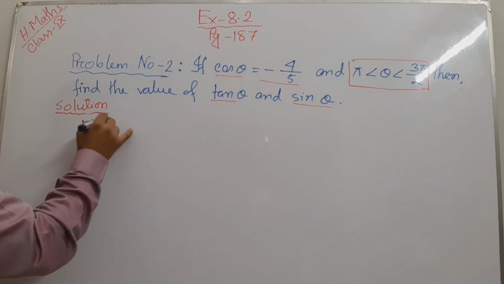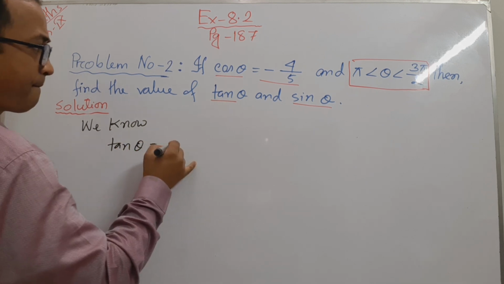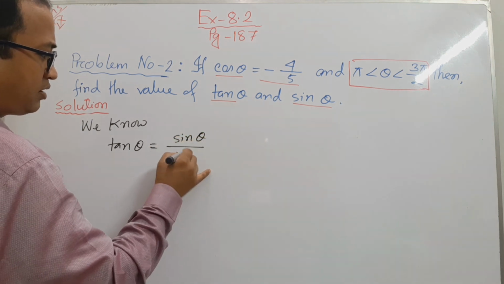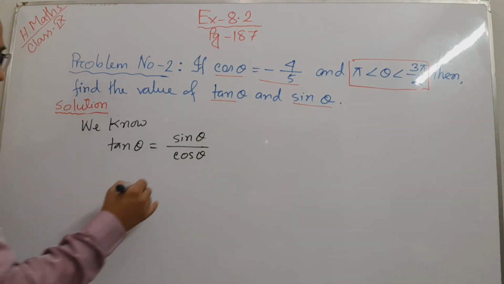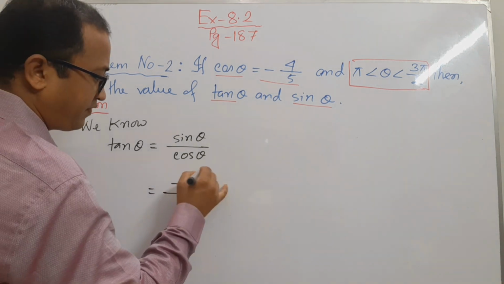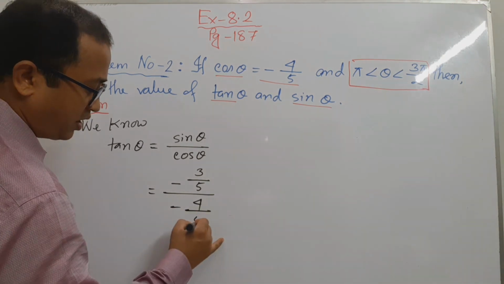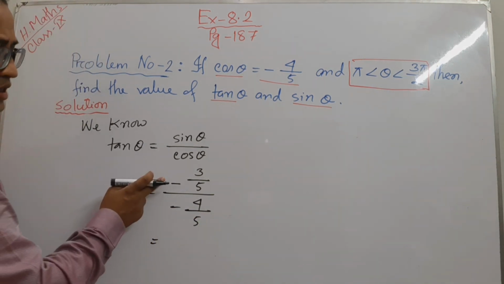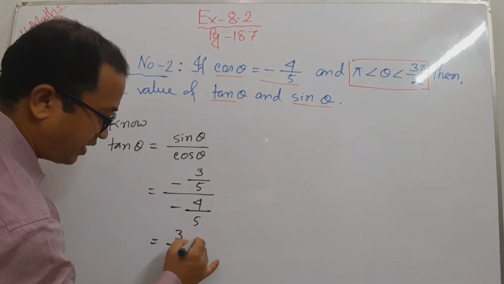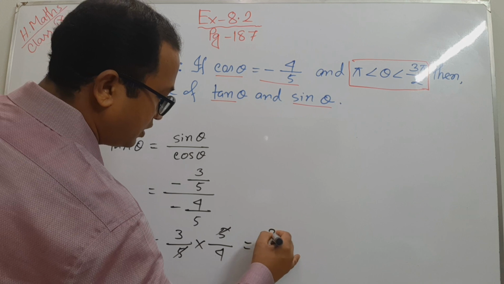We know tan theta is equal to sin theta by cos theta. And what is the value of sin theta? Just now we have found the value of sin theta, that is minus 3/5. And it is given cos theta is minus 4/5. So minus divided by minus will be plus, and it remains 3/5 into 5/4. If you cancel these two, you will get 3/4.